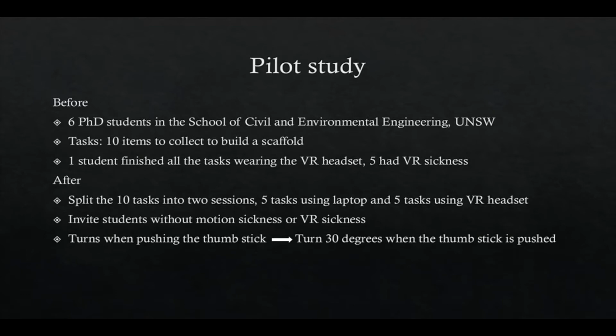What we do to reduce the sickness is to change the way to turn. Before, when people pushed the thumbstick, they just kept turning. Now we change it to turn 30 degrees each time the thumbstick is pushed. And just a little suggestion: if you have to make people sick, maybe prepare some tissue and water for them, because they may ask for water and they may sweat.